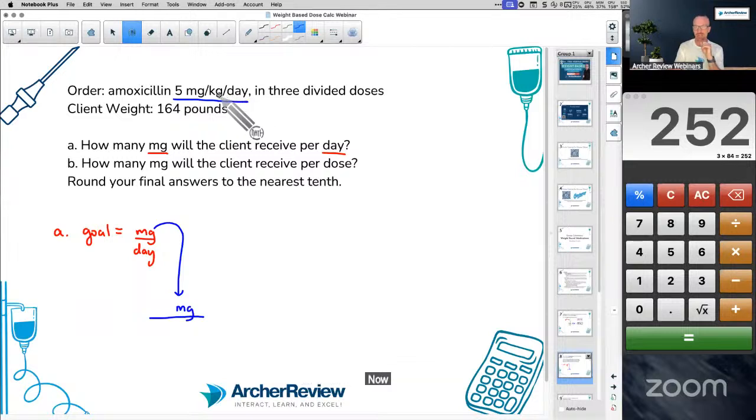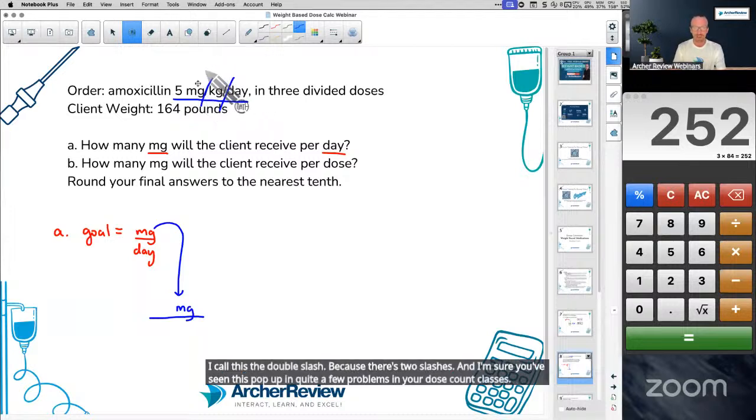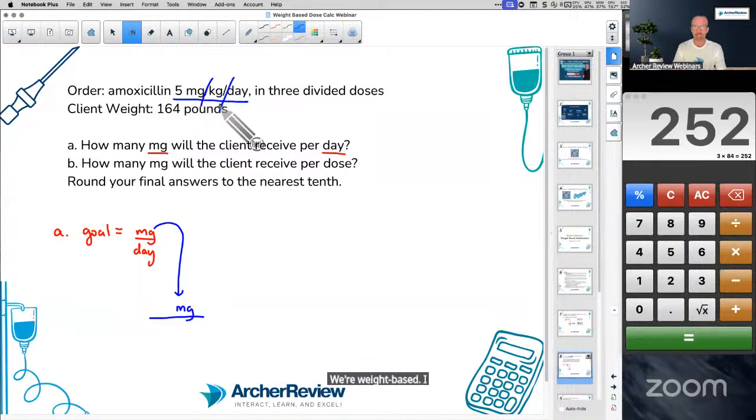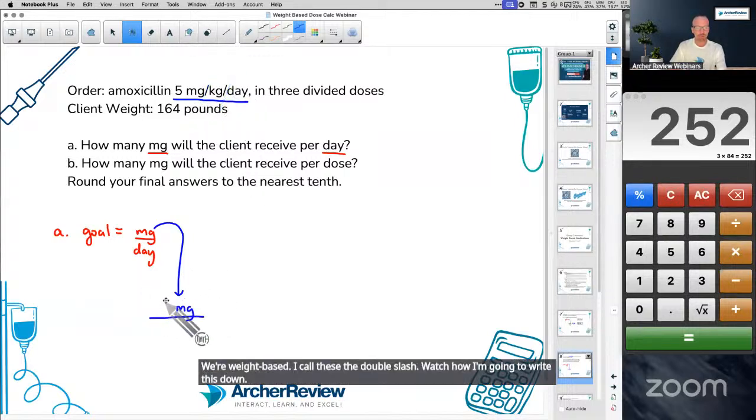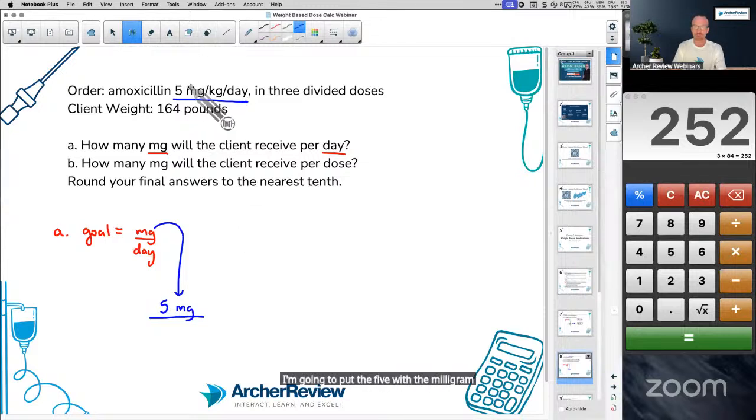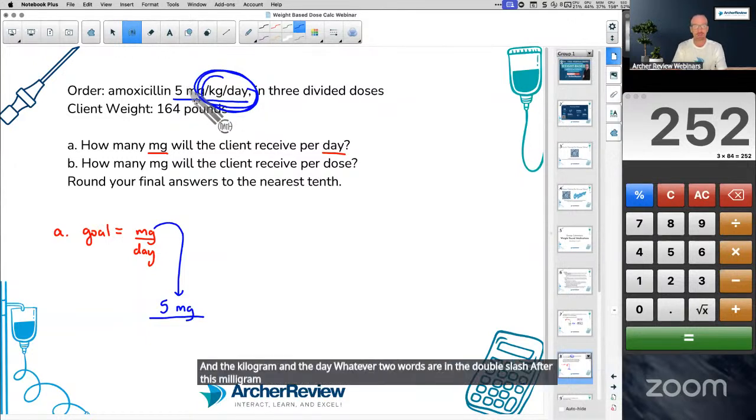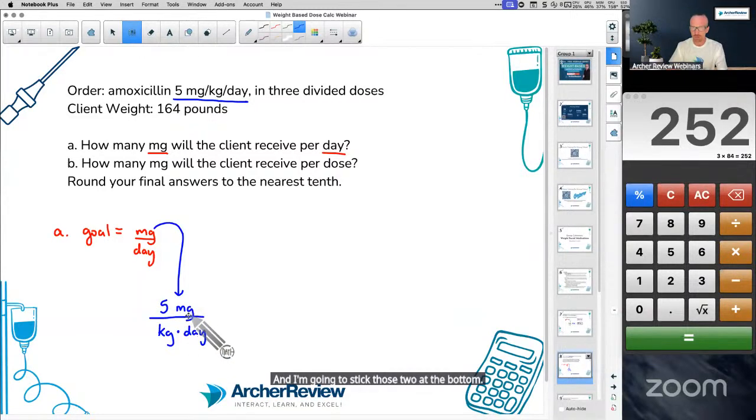Now watch how I'm going to write this down in my dimensional analysis. I call this the double slash because there's two slashes. I'm sure you've seen this pop up in quite a few problems in your dose calc classes where weight based, I call these the double slash. I'm going to put the 5 with the milligram because that's what it says. And the kilogram and the day, whatever two words are in the double slash after this milligram, or it might be microgram, I'm going to keep them together and stick those two at the bottom. And you might say, why can we do this?